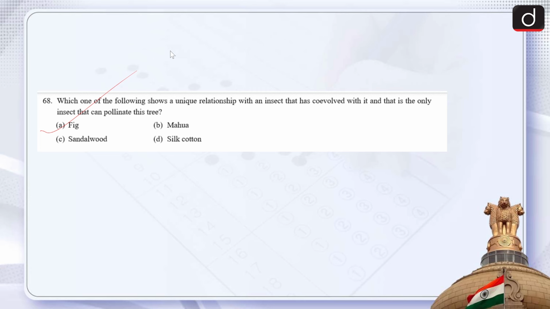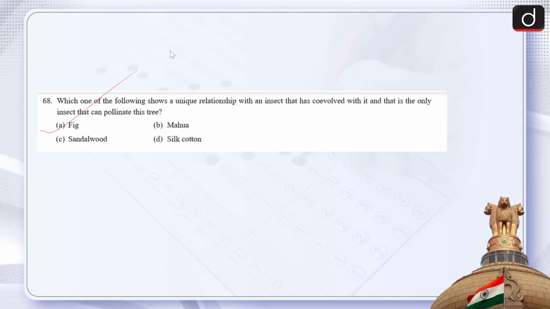Coming to the explanation part. So the explanation is the fig tree is famous for its aerial roots which sprout from the branches and eventually reach the soil. The tree also has a unique relationship with a wasp that has co-evolved with it and is the only insect that can pollinate it.